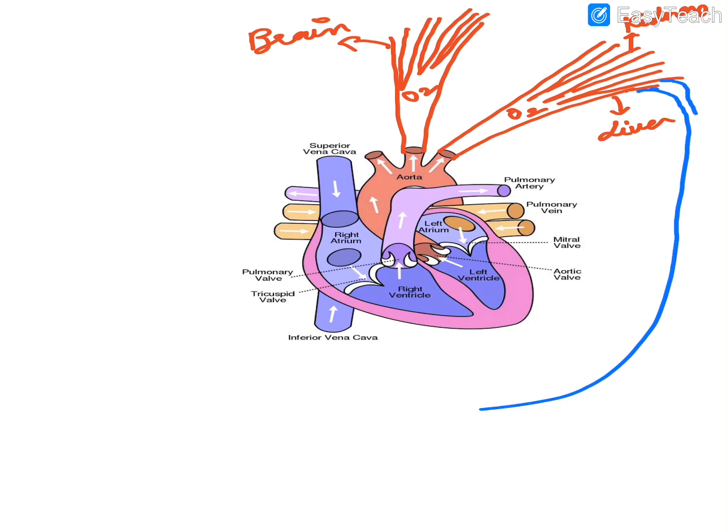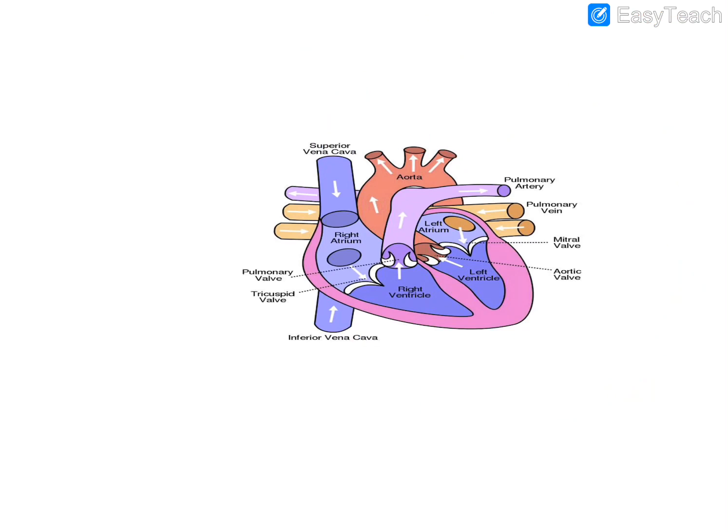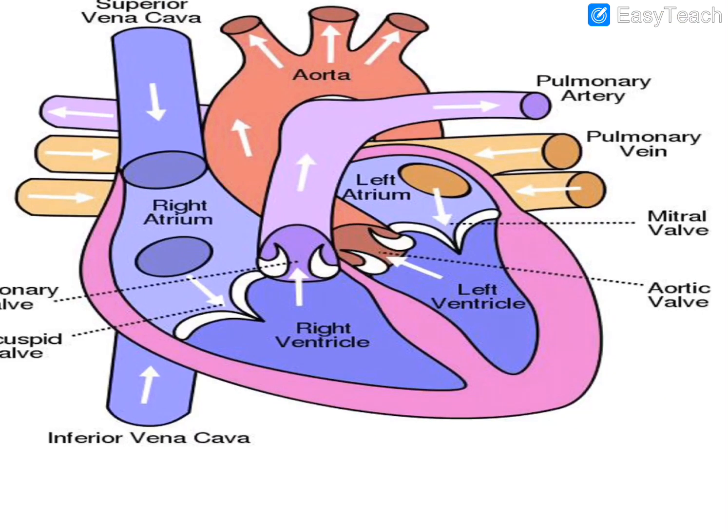As the liver and kidneys are present lower than the heart, the deoxygenated blood will pour into the inferior vena cava here. As the brain is present above the heart, the deoxygenated blood from the brain is poured back into the heart through the superior vena cava, right? So blood will go back to the heart again through these main veins, the superior vena cava and inferior vena cava. The blood will enter into the right atrium. From here it will enter into the right atrium.